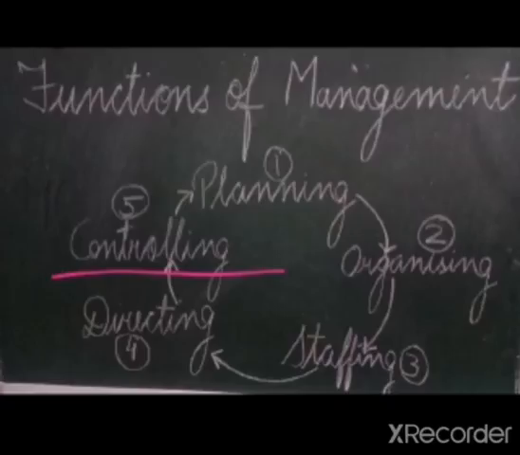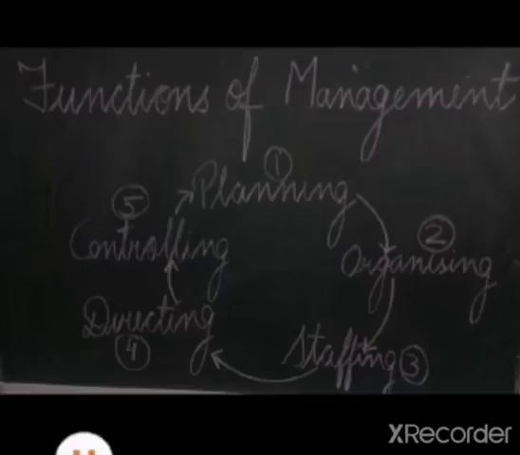Now, all these functions are in a sequential manner, or we can say they are continuous in nature. As soon as you complete your last function, that is controlling, you again start back with the planning for the next session. That is why, as long as the organization runs, these particular functions will also run in a cycle. At the end of the last function, again we start with the very first function.